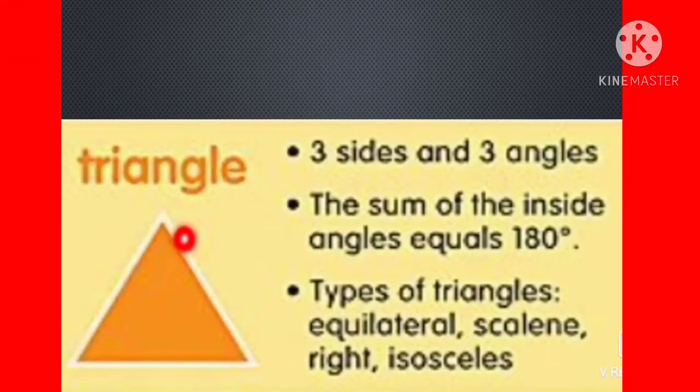Triangle. It has 3 sides and 3 angles. The sum of the inside angles equals 180 degrees. And the types of triangles are equilateral triangle, scalene triangle, right angle triangle, isosceles triangle. If 3 sides are equal, then it is called an equilateral triangle. And if 2 sides are equal, the triangle is known as an isosceles triangle. And if 3 sides are of different length, then the triangle is known as a scalene triangle.